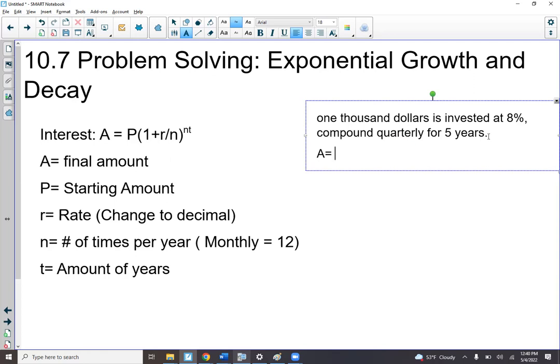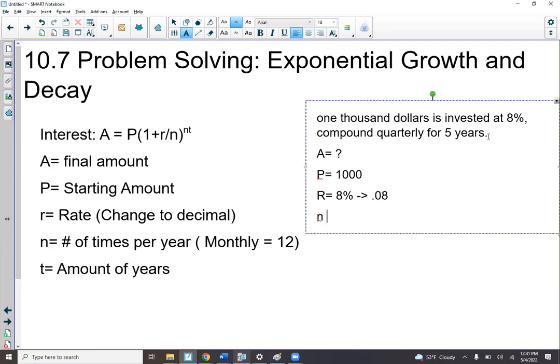I think you're getting the setup correct. A, the end amount, I don't know yet, but I know the principal should be $1,000. I know the rate, which is 8%, but I don't want it to be 8%. So I have to change it to a decimal, which is going to be 0.08. The N is the number of times. Since it said quarterly, that indicates 4 times a year. And then T is the time, which I said was 5 years, so that'll be 5.